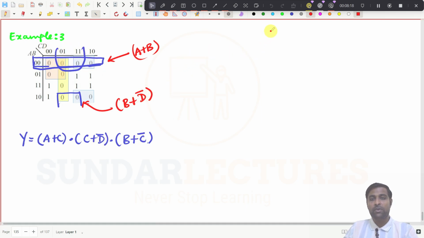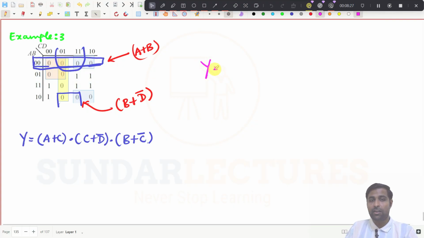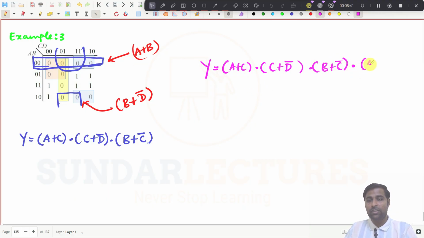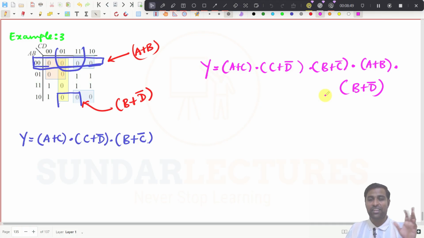So what should be the output equation now? To make the hazard free circuit for this particular expression, static 0 hazard can be eliminated for this expression. So it is (A plus C) dot (C plus D bar), this one I am writing, dot (B plus C bar), dot, you need to write this one also, (A plus B) dot (B plus D bar). So if you draw this circuit and just verify, you will not get the static 0 hazard. That's all, right? Can you understand? This is how you need to eliminate the static 0 hazard.